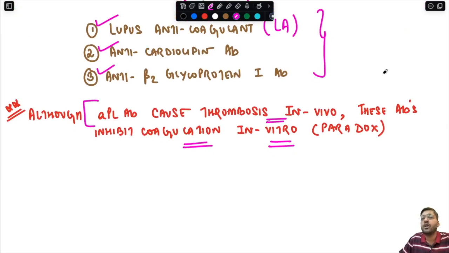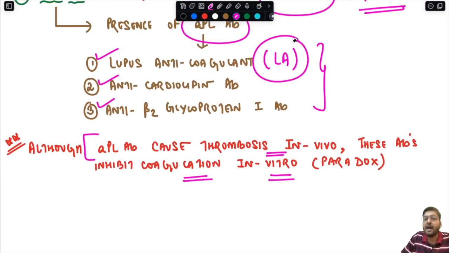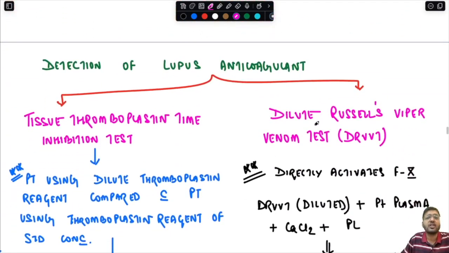But over here I am going to discuss in detail the lab diagnosis of the lupus anticoagulant. For detection of lupus anticoagulant, there are two important assays. One is the tissue thromboplastin time inhibition test and another one is the dilute Russell Viper venom test.